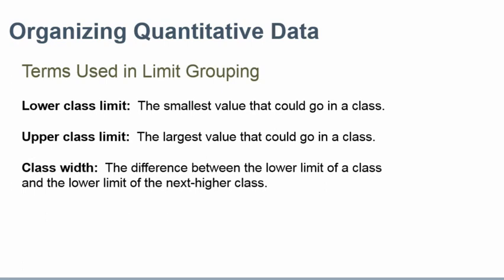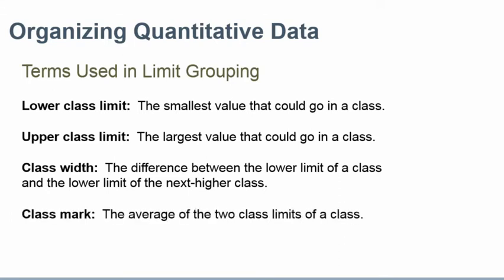Class width, the difference between the lower limit of a class and the lower limit of the next higher class. Class mark, the average of the two class limits of a class.